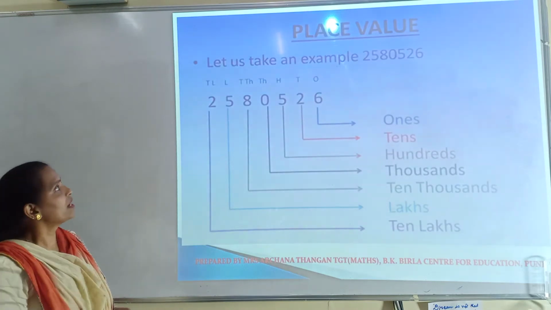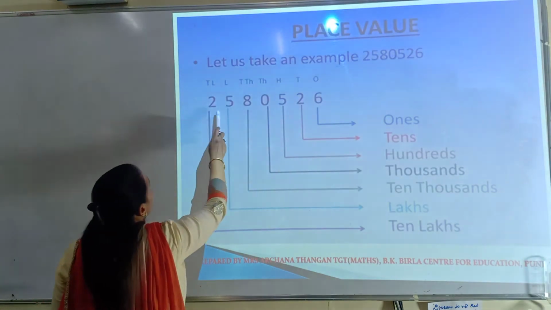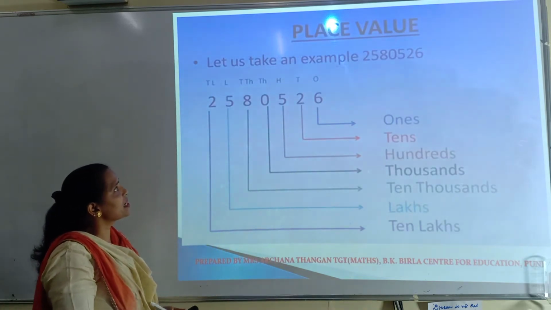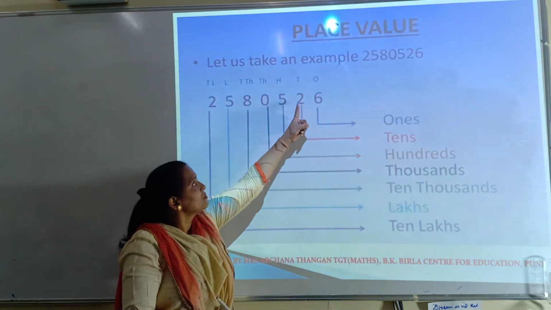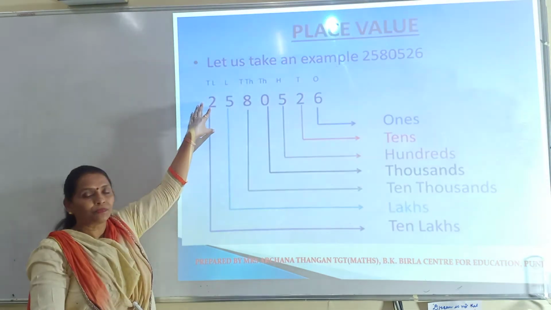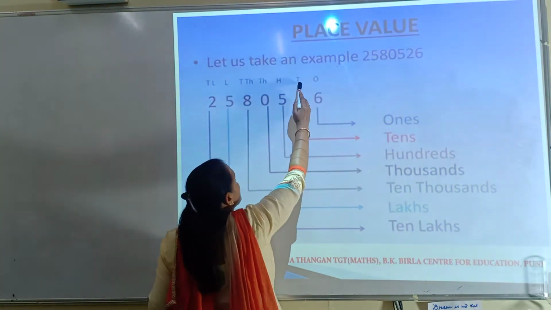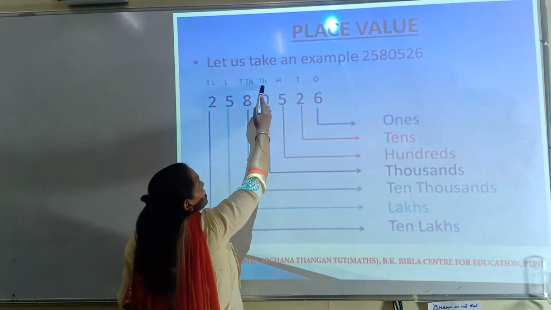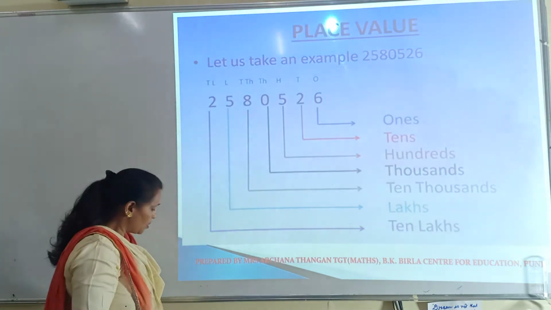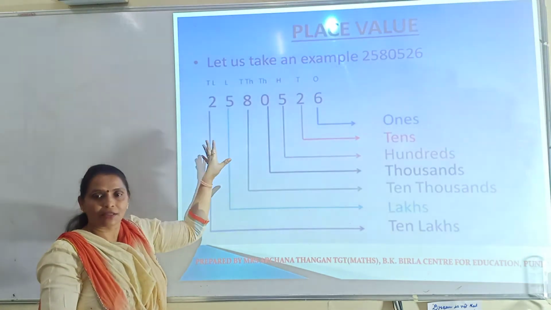Let's start with one example. I have a number, 25,80,526. So this is how many digit number? This is 1, 2, 3, 4, 5, 6, 7. I have a 7-digit number. First, I need to write the places. This is the ones place, this is the tens place, hundreds place, thousands place, ten thousands, lakh and ten lakh. You know this thing. We have been learning places in the last 6 modules.